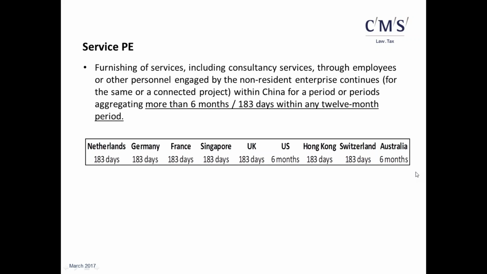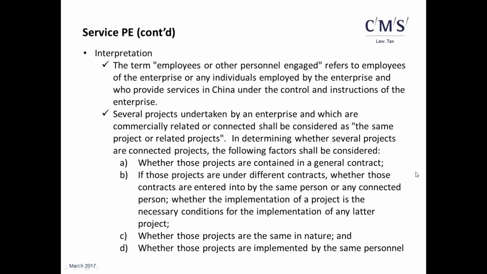I have also listed several typical countries which have a double taxation treaty with China. For example, under the DTT between China and the Netherlands, Germany, France, Singapore, UK, Hong Kong and Switzerland, the time threshold for constituting a service PE is 183 days. But for the US and Australia, which also have a double taxation treaty with China, the time threshold is 6 months. So next, let's have a look at the interpretation on the next slide.